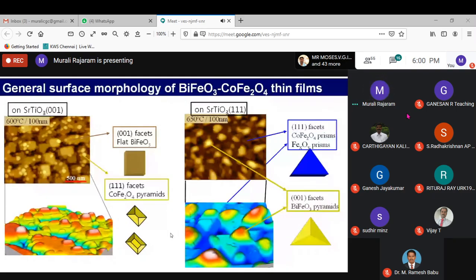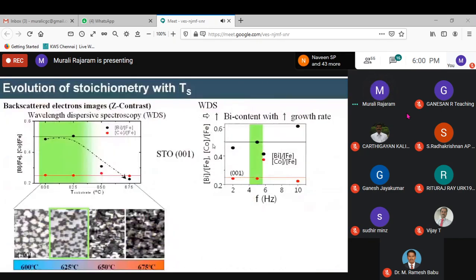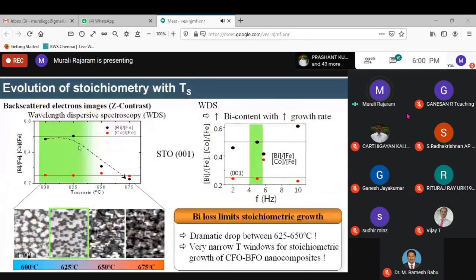How the morphology changes with different temperature, I don't want to get into this one. Maybe in the next part I will show you why this growth temperature is important. So this is the WDS plot, wavelength dispersive spectroscopy, of bismuth ferrite and cobalt ferrite. So if you increase the growth temperature, your cobalt to iron ratio remains constant.